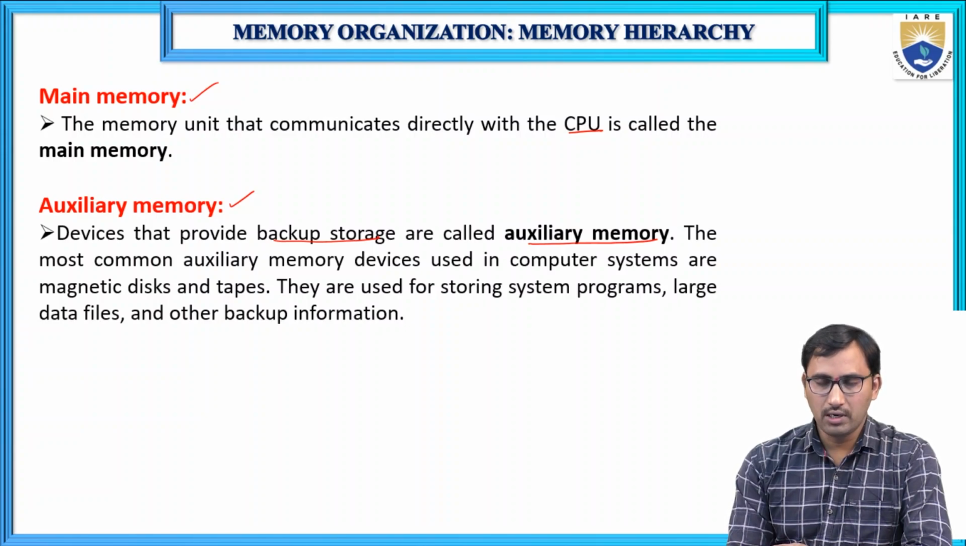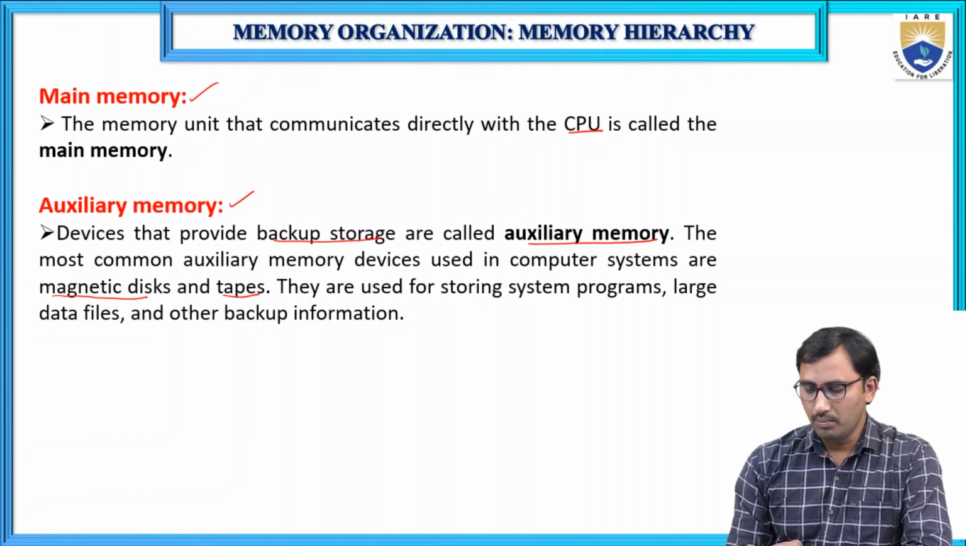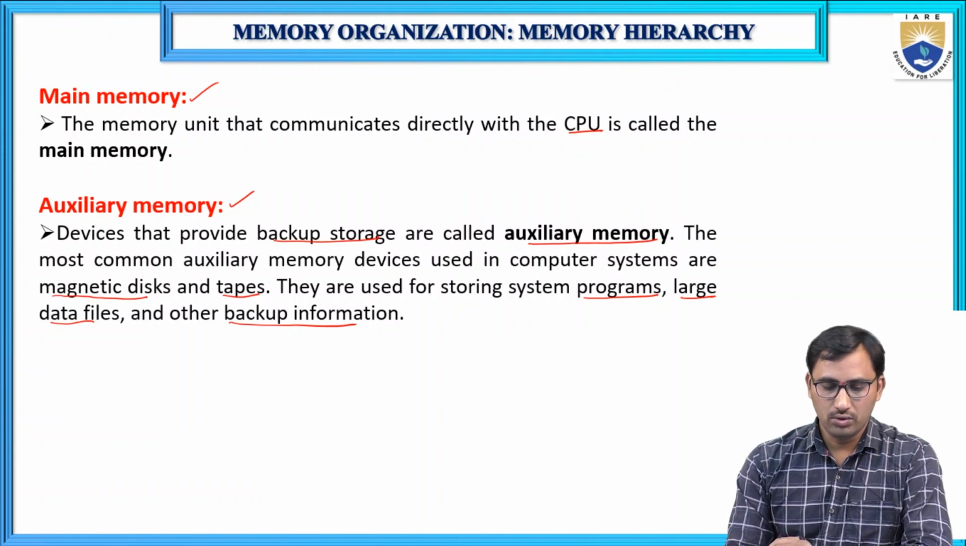The most common auxiliary memory devices used in computer systems are the magnetic disks and tapes. They are used for storing programs, large data files, and other backup information. So auxiliary memory can be used for backup purposes, for future use. The examples of auxiliary memories are magnetic tapes and magnetic disks.